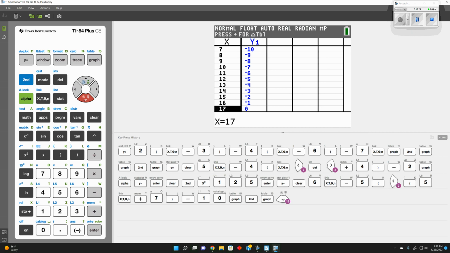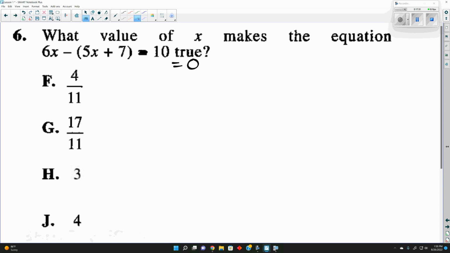Let me go back over here. What we're essentially treating this as is y is equal to 6x minus 5x plus 7 minus 10. This is what we're thinking of the function as a graph. And we want to see where it is 0, where it equals 0. So we can do this here. Questions on this here?